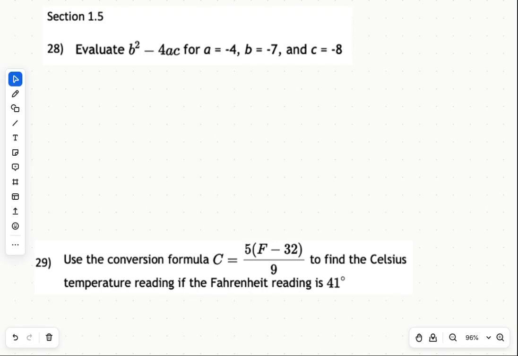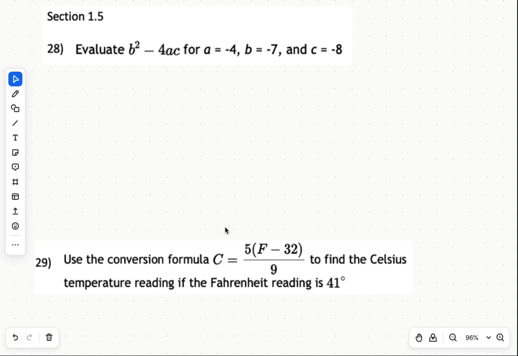Hey all, so this is section 1.5 and it covers formulas. A formula is just an equation with more than one variable. These first couple of examples we're going to look at are going to be evaluating formulas. So given this formula, here's these values, figure out what that would equal.